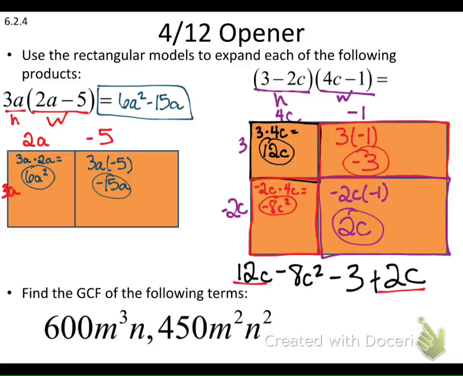Making sure that it's in exponential order from largest to smallest. So which one is going to go first? Negative 8C squared. And then positive 12C. But if we combine those like terms, what is it going to be? 14C. Okay, perfect. And then negative 3. Very good. Nice catch.